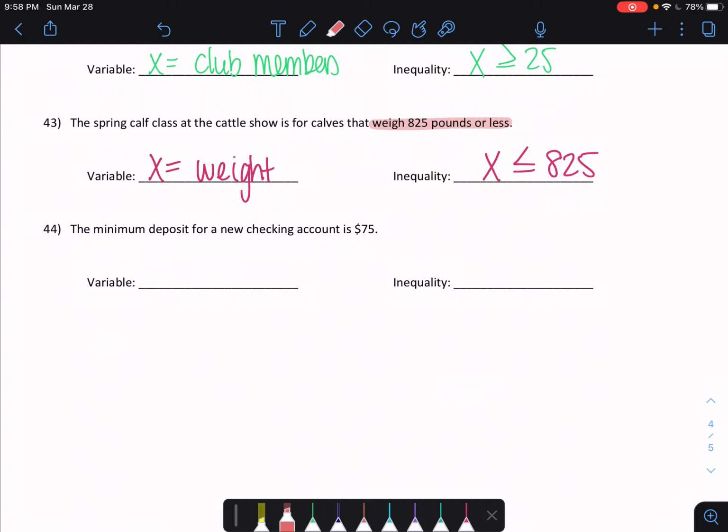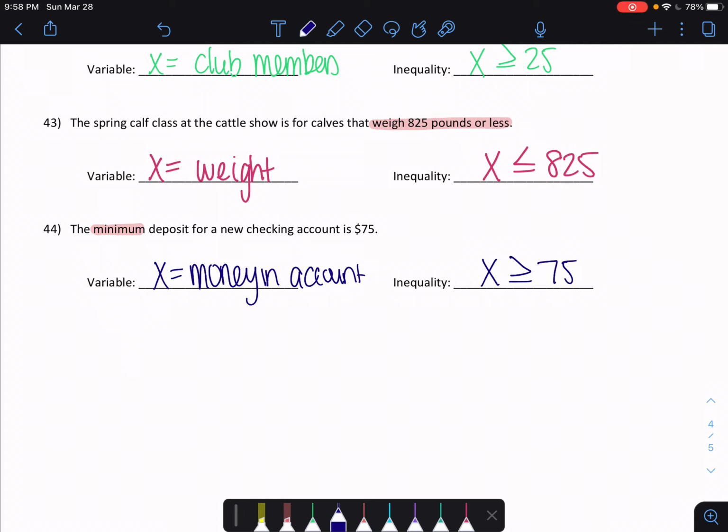Number 44 says the minimum deposit for a new checking account is $75. So I'm going to put X is money in account. And the minimum means that it has to be more than that, but it can also be that value. So X is greater than or equal to 75.